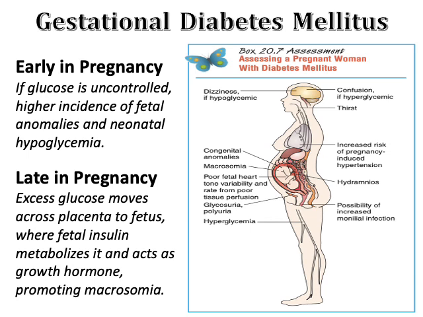If glucose naman is very high late in pregnancy, again, glucose crosses placenta. Here, fetal insulin metabolizes it, and the excess glucose now acts as the growth hormone. That's why it promotes macrosomia or big babies. Kaya malalaki yung mga baby na ipinapanganak from mother with GDM.